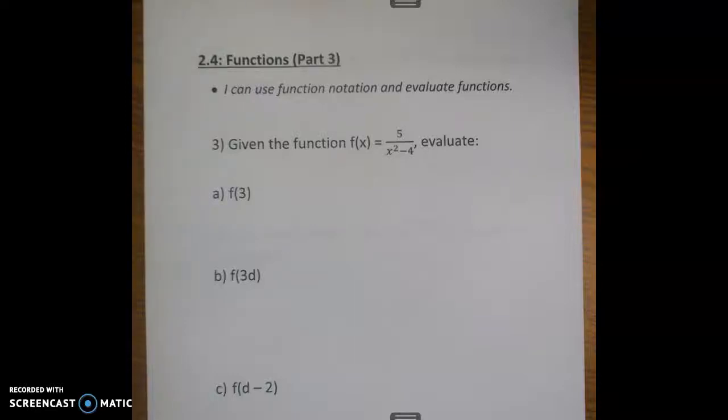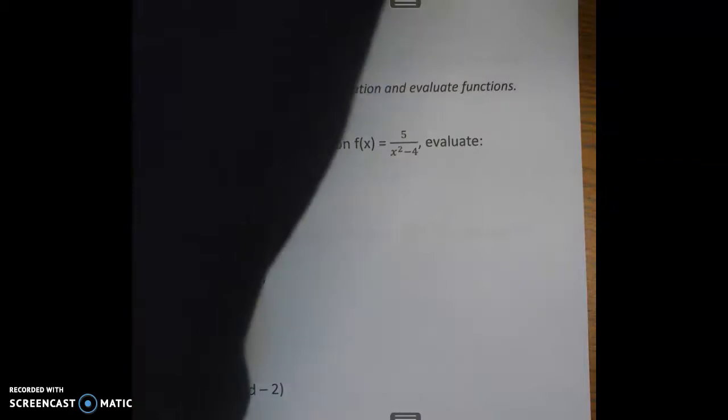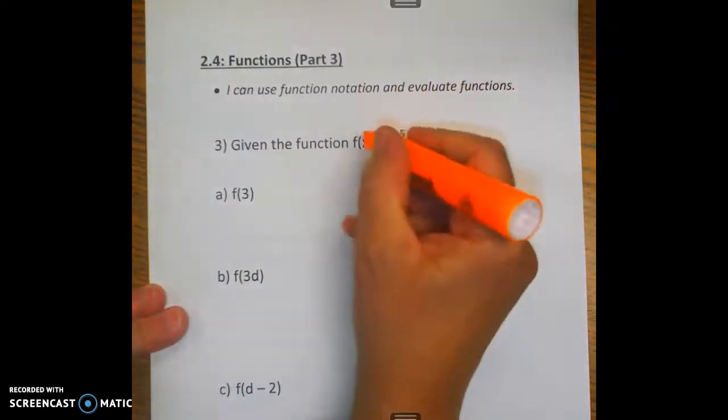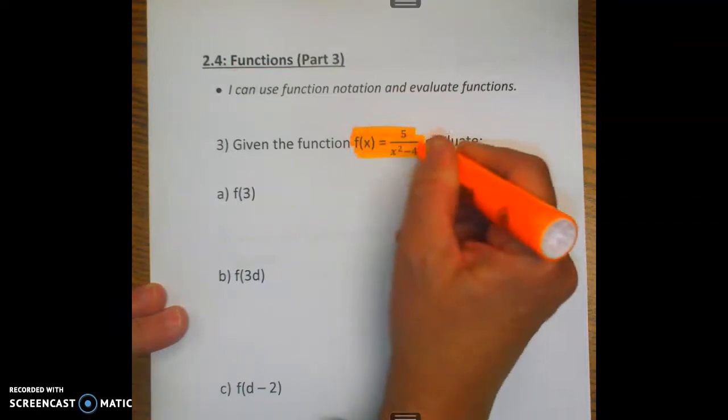All right, so this is section 2.4 on functions, part 3, and this has to do with function notation and how to evaluate functions. And evaluate just means to solve. Just plug and solve, that's all evaluate means. So we're going to be focusing on this function for this entire first part of our notes.